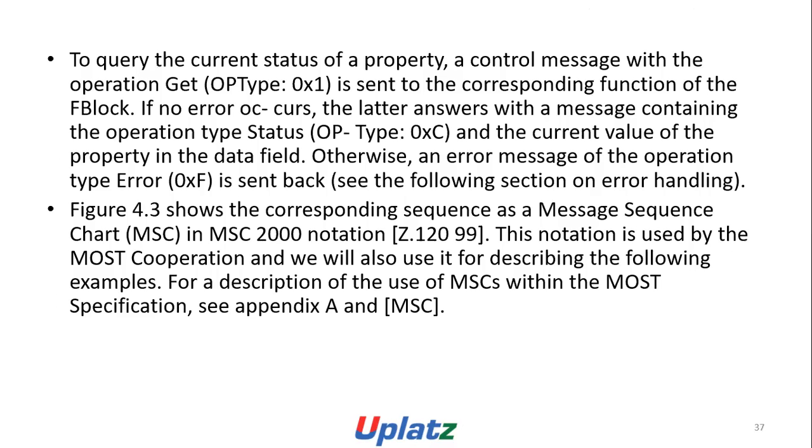To query the current status of the property, a control message with the operation Get of type 0x1 is sent to the corresponding function of the FBlock. If no error occurs, the latter answers with a message containing the operation type Status of type 0xC and the current value of the property in the data field. Otherwise, an error message of the operation type Error, 0xF, is sent back. See the following section on error handling.